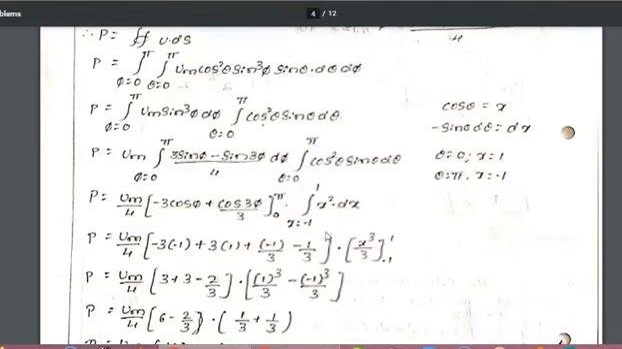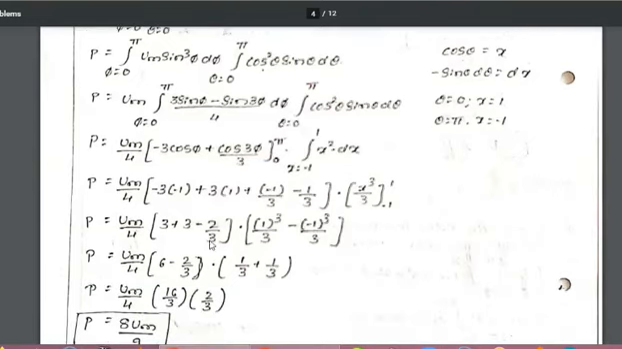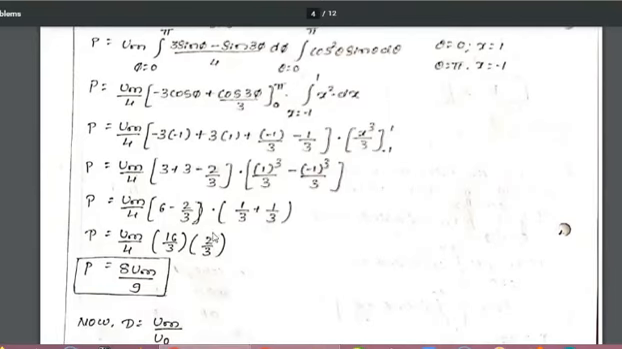Now substituting the values of pi and 0, you will get 6 minus 2 by 3. If we integrate this x square, we get x cube divided by 3. Substituting the limits of minus 1 to 1, you get 1 divided by 3 plus 1 divided by 3. If we simplify further, it is 1 divided by 4 into 16 divided by 3 into 2 divided by 3.